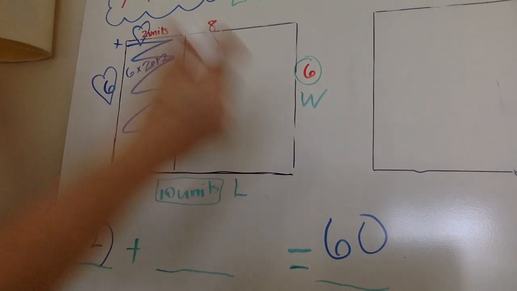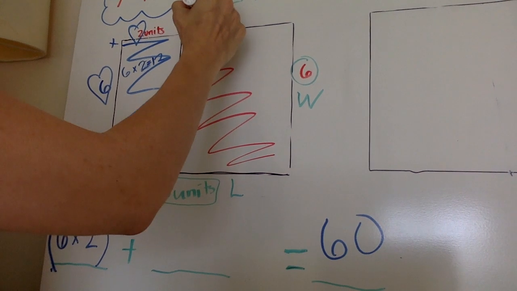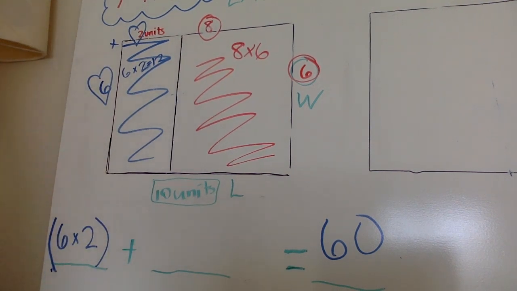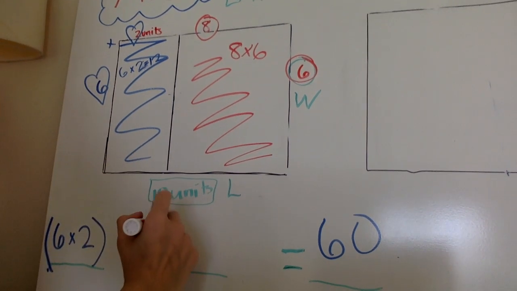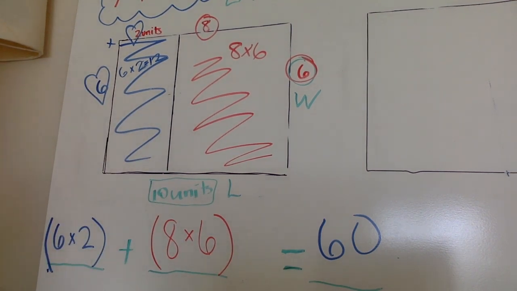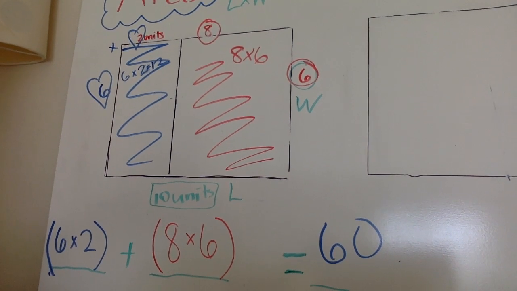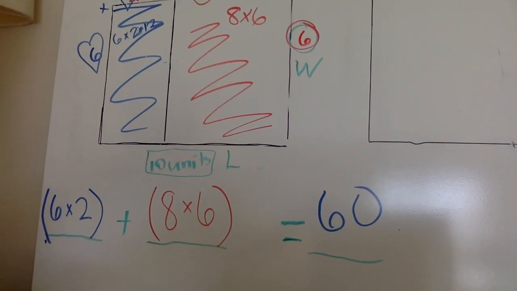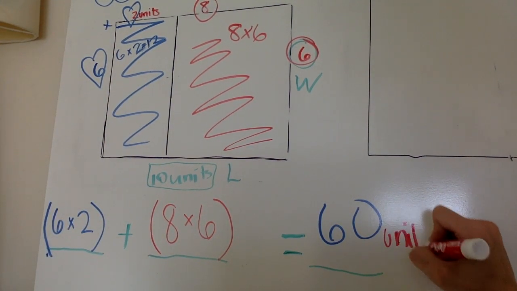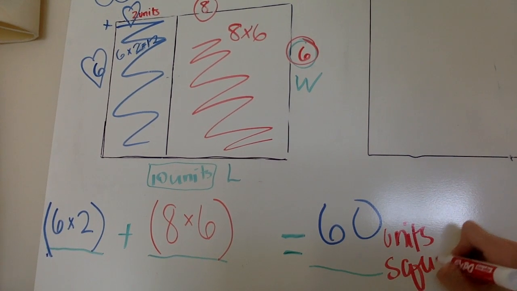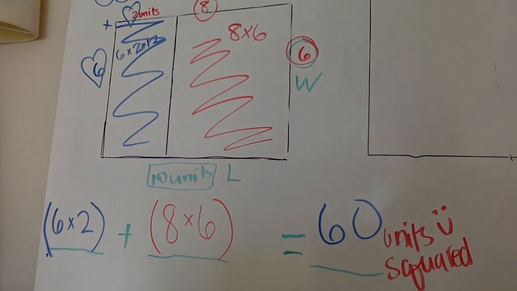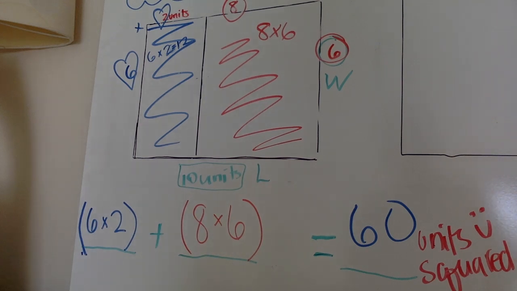Now we need to find the area of the red space. 8 times 6. This is where we need to know our multiplication facts. 8 times 6. All right, so this right here, ladies and gentlemen, is our number sentence that gives us the area. And we can't forget our units, our labels, which is units squared. I'm going to put a happy face for remembering that.